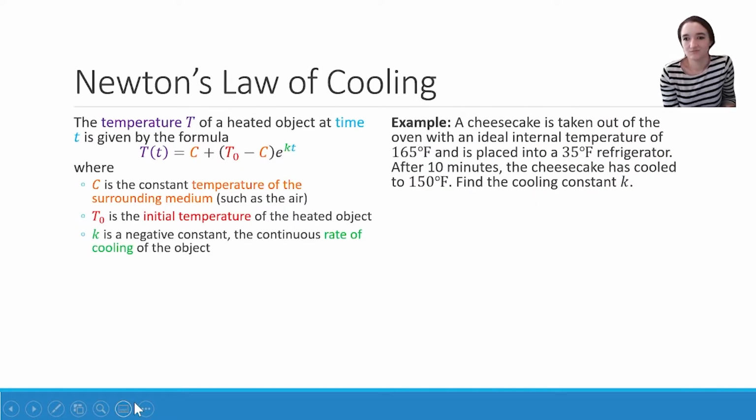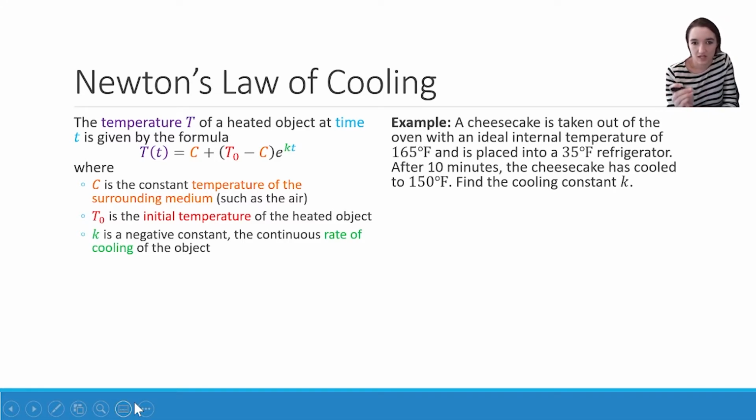Our last type of equation that we can run into is called Newton's law of cooling. So the temperature T of a heated object at time t is given by the formula T of t, yes, big T of little t, is equal to capital C plus big T subscript 0, I know it's a little bit annoying that it's like that, minus C times e to the kt, lowercase t this time. So, how do we break this down?